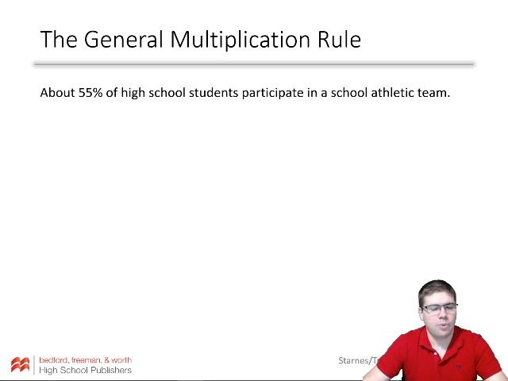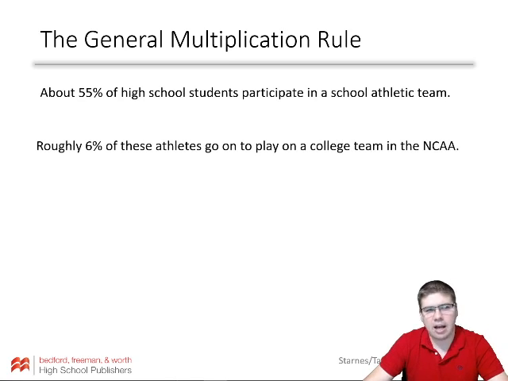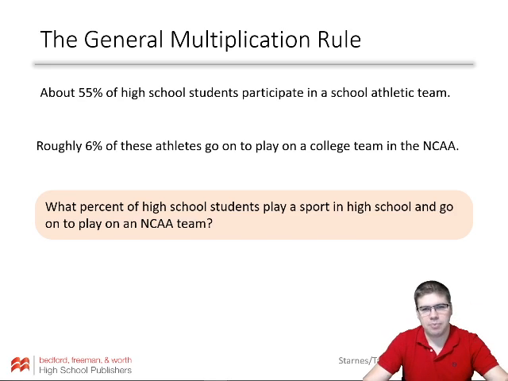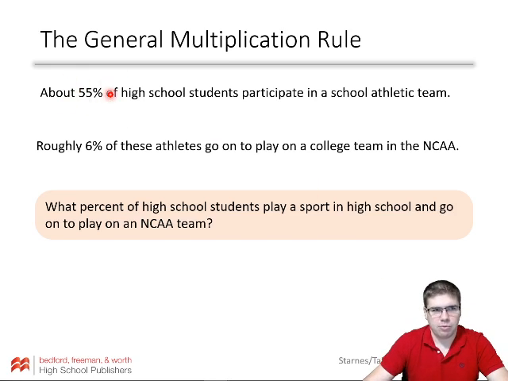Hey PSTAT, continuing on with section 5.3, we're going to add in a general multiplication rule now. So here with an example, about 55% of all high school students participate in a school athletic team. And then we also know that roughly 6% of these athletes go on to play on a college team in the NCAA. What percent of high school students play a sport in high school and go on to play on an NCAA team? So basically, of those 55%, 6% of them go on to play NCAA.